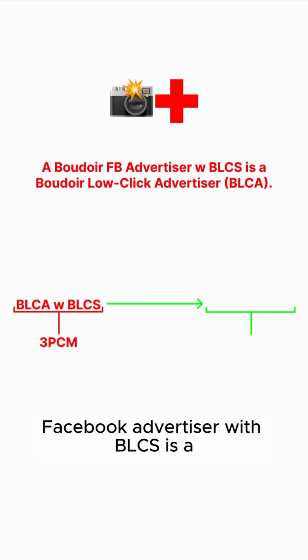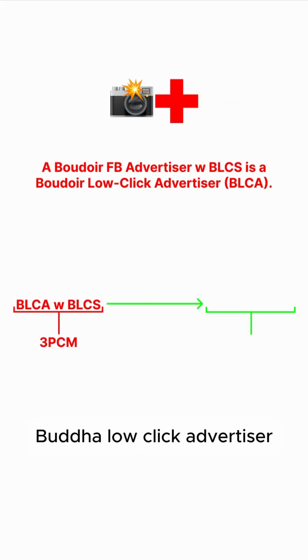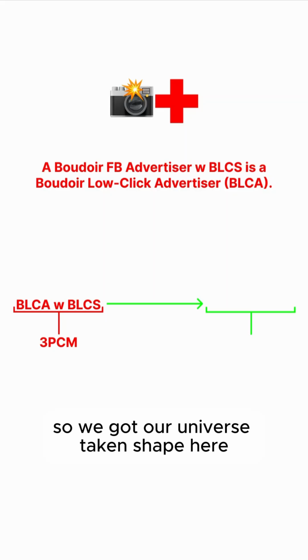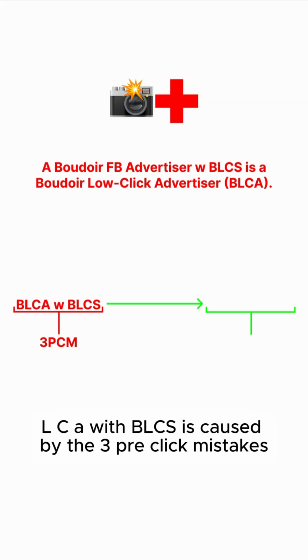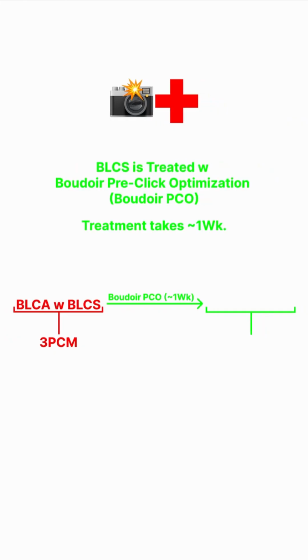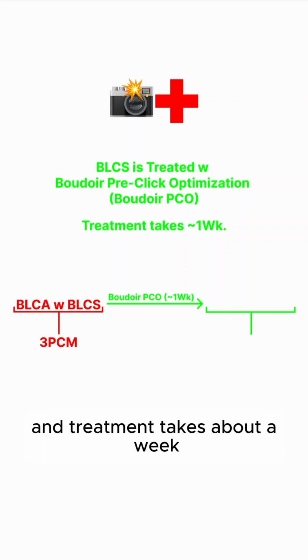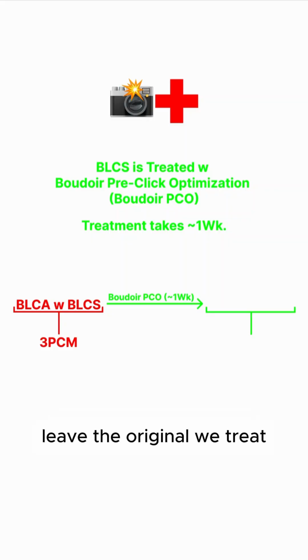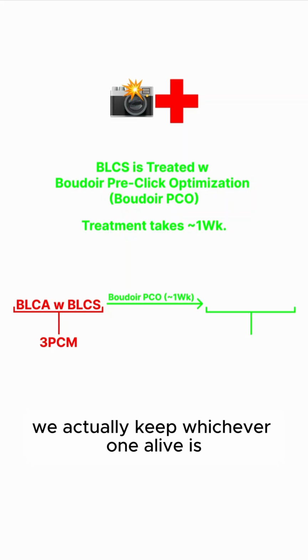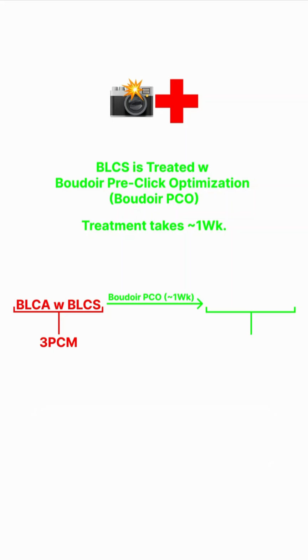We also know that a Boudoir Facebook advertiser with BLCS is a Boudoir low-click advertiser, a BLCA. So we got our universe taking shape here. A BLCA with BLCS is caused by the 3 pre-click mistakes. We also know that a BLCS is treated with Boudoir pre-click optimization, aka Boudoir Pico. We know that because we invented it. And treatment takes about a week. This is where we duplicate the Boudoir Facebook ad, leave the original ad as it is, treat the duplicated one, and run it in parallel. At the end of a week, when the treatment is done, we keep whichever one is producing the best results or has the best metrics.